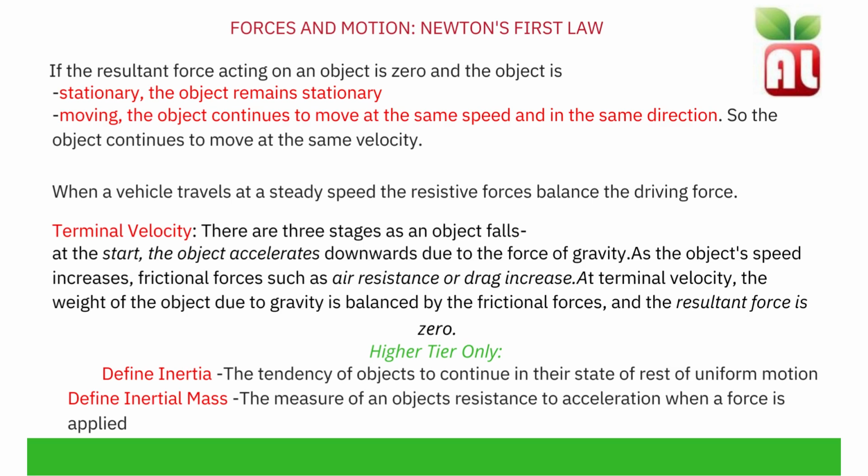Terminal velocity. There are 3 stages as an object falls. At the start, the object accelerates downwards due to the force of gravity. As the object's speed increases, frictional forces such as air resistance or drag increase. At terminal velocity, the weight of the object due to gravity is balanced by the frictional forces and the resultant force is 0. This constant speed that is reached is known as the terminal velocity.